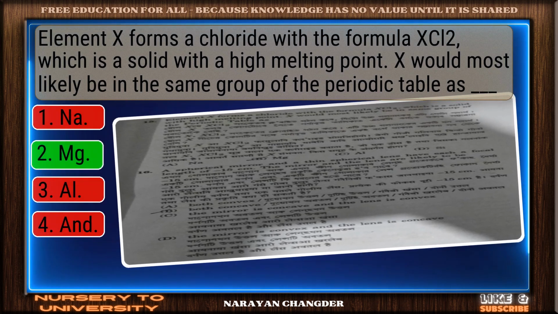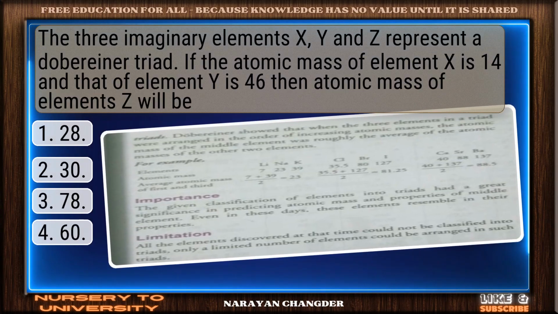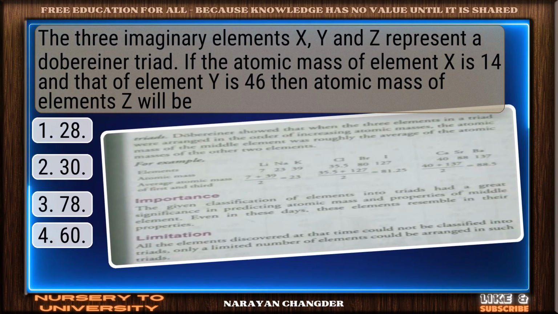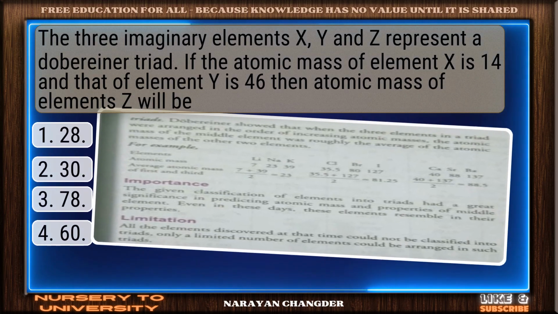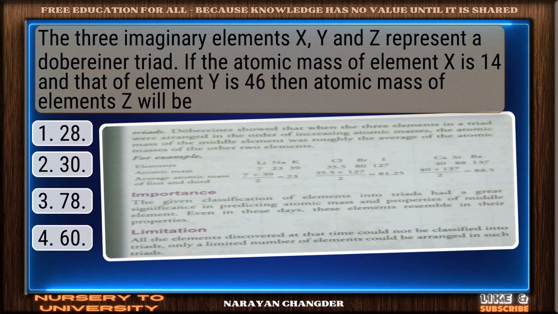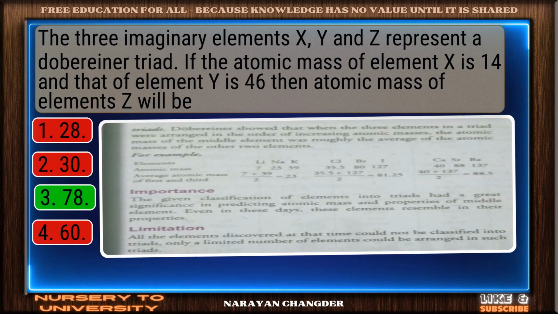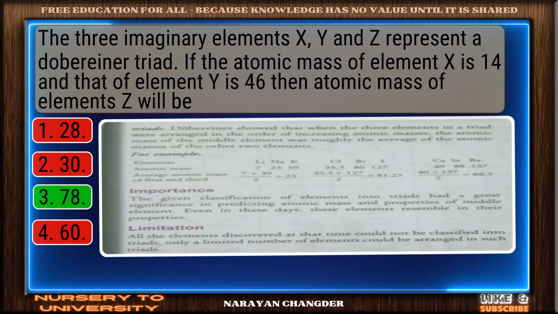You chose Mg. The three imaginary elements X, Y, and Z represent a Dobereiner triad. If the atomic mass of element X is 14 and that of element Y is 46, then atomic mass of element Z will be... Great thinking. 78 is right.